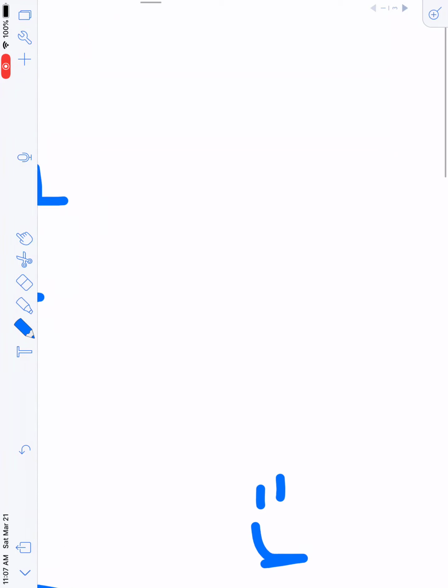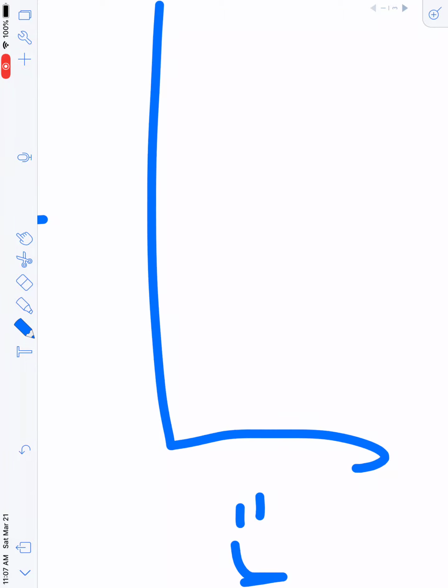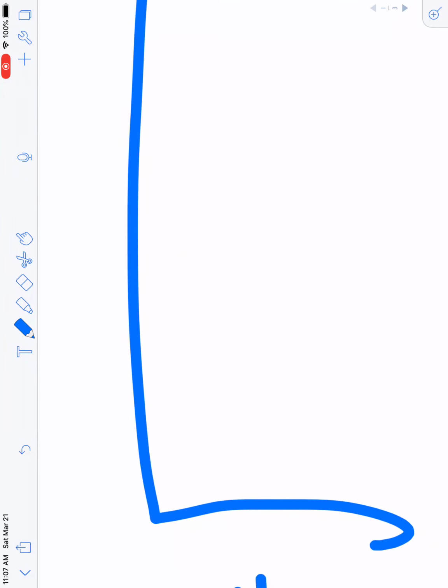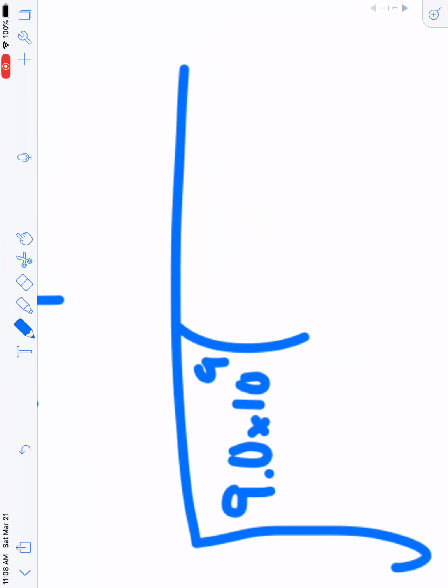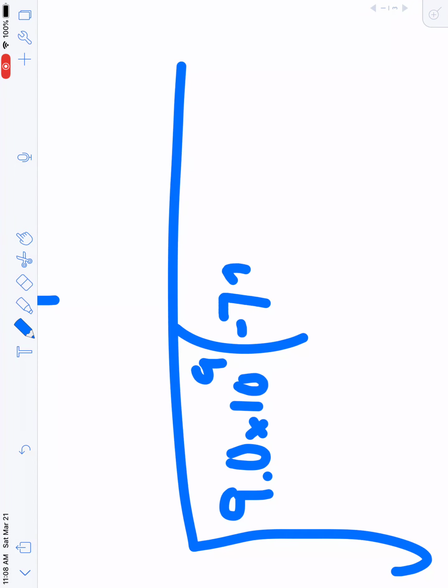R equals the square root of 9 times 10 to the 9th, and they're both negative 720 nanocoulombs.